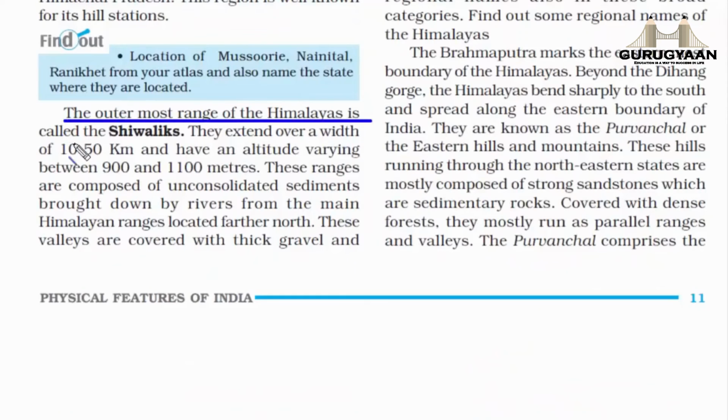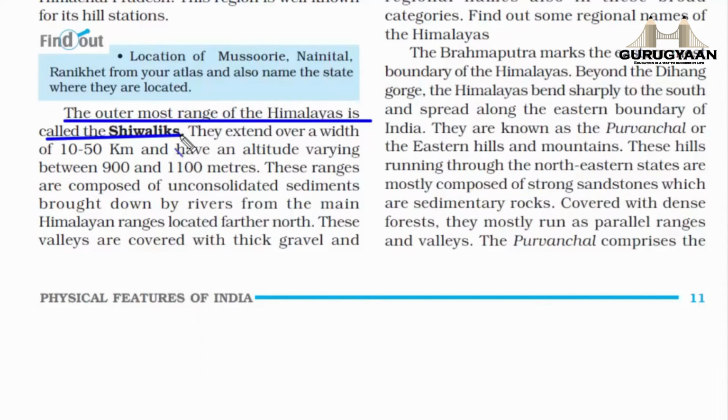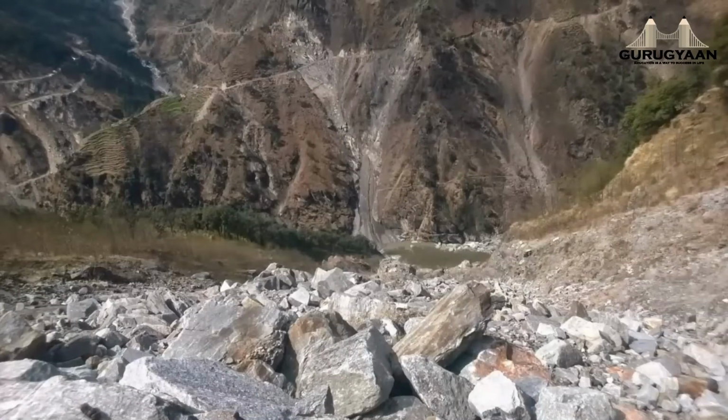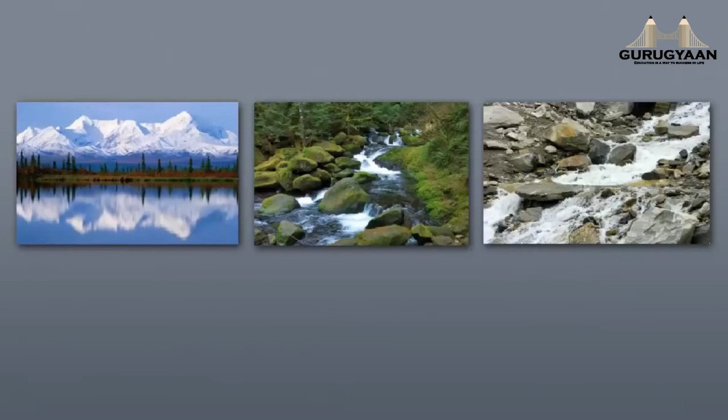And the last and the third part of Himalayas, that is the outermost range, this is called the Shivalik. And the width of this range is 10 to 50 kilometers. And the heights of the peaks in this region has to be very low, that is 900 to 1100 meters. In this range you will find mostly sedimentary rocks brought down by the rivers from the main Himalaya. So as the fast flowing river comes from top, they come with full pressure and they bring huge chunks of rocks, boulders with them.